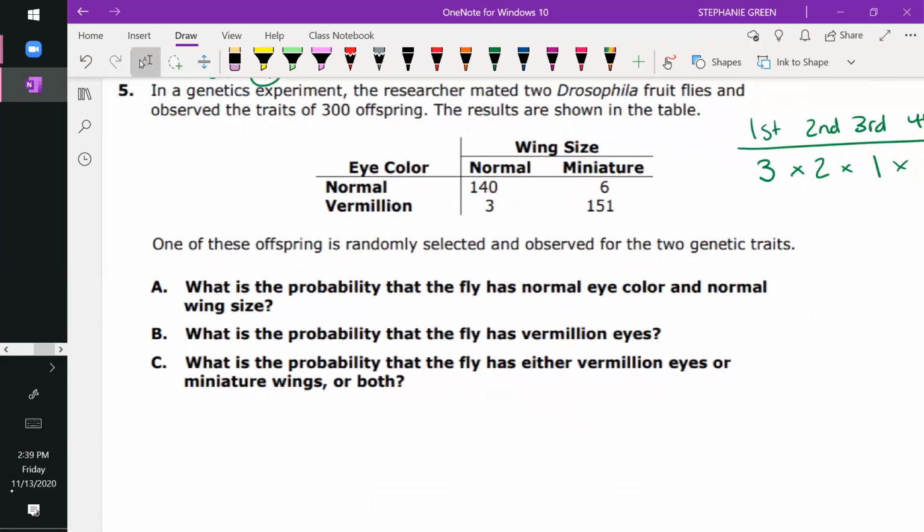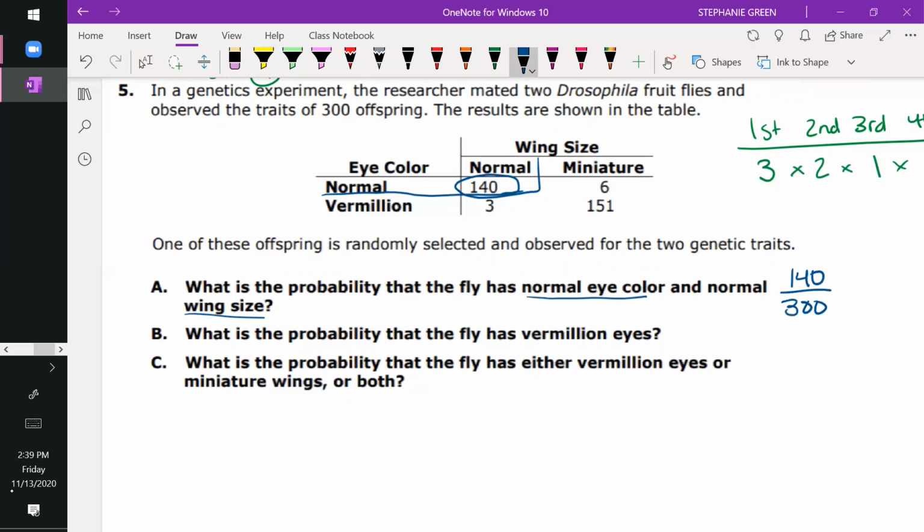It says one of these offspring is randomly selected and observed for 2 genetic traits. Oh, I see, eye color and wing size. So A, what is the probability that the fly has a normal eye color and normal wing size? So let's see, out of 300 offspring, the number of flies that had both normal eye color and normal wing size is 140. So that's 140 out of 300 total offspring.